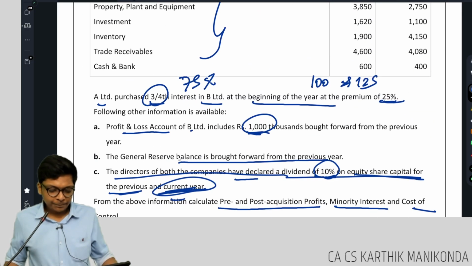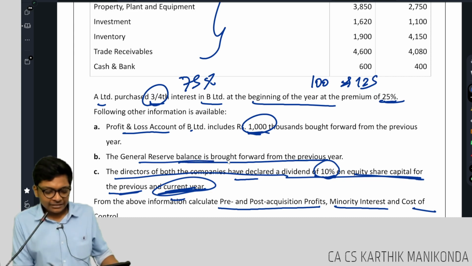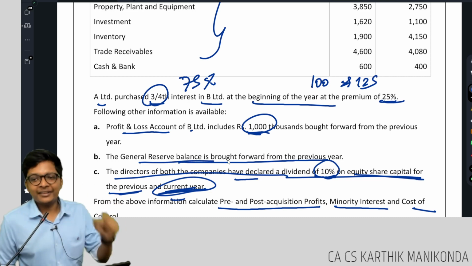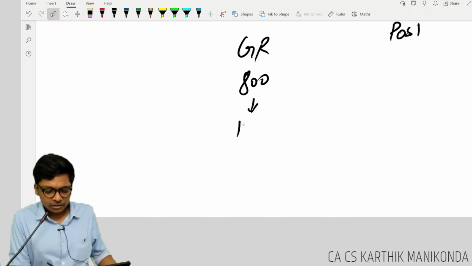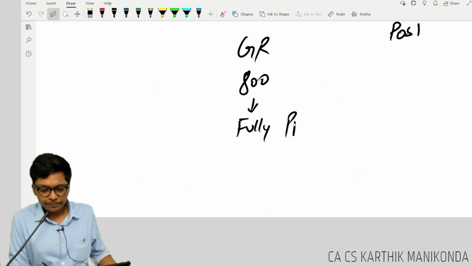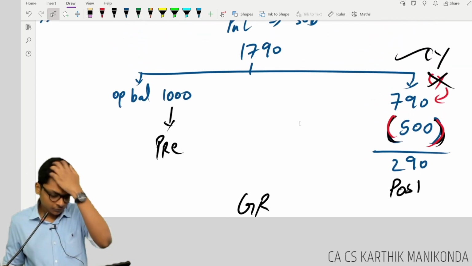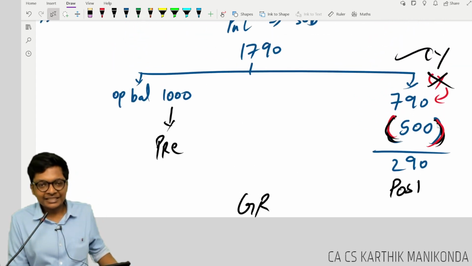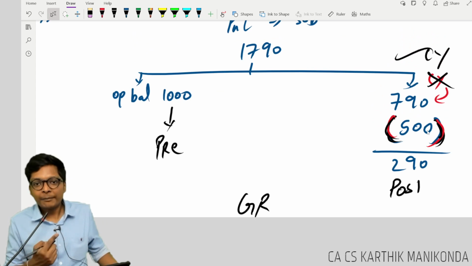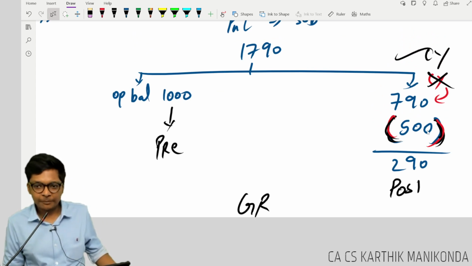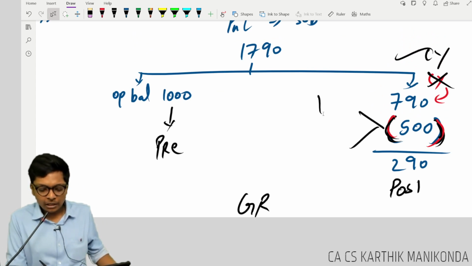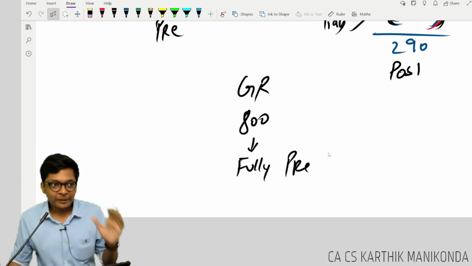Fully pre, because the question says the general reserve is brought forward from the previous year. That means it is fully pre. Are you following? Everybody understanding, guys? But this dividend which is declared is still not yet paid. It's still not yet paid. So this will still be a liability only.